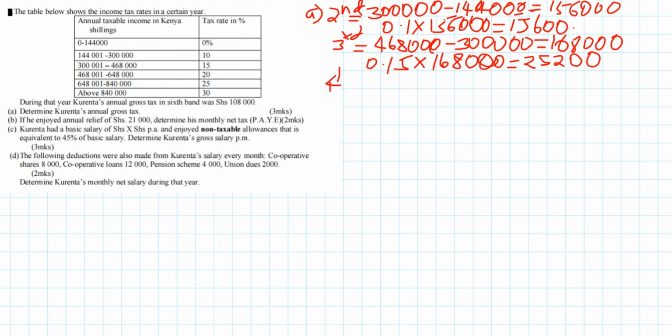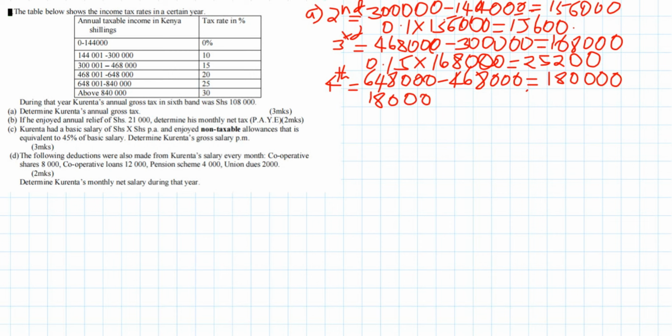We go to the fourth band. In the fourth band, we subtract 648,000. We take away 468,000. So that we see the taxable income in that band is 180,000. And we tax that at the rate of 20%, which is equivalent to 0.2, so that we obtain 36,000. That is the tax in the fourth band.